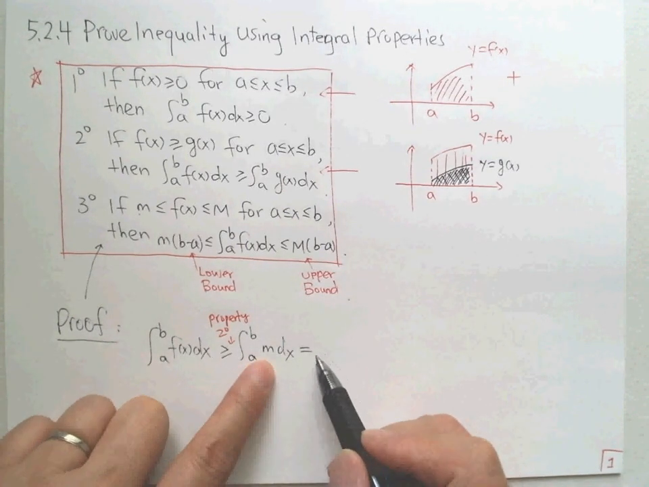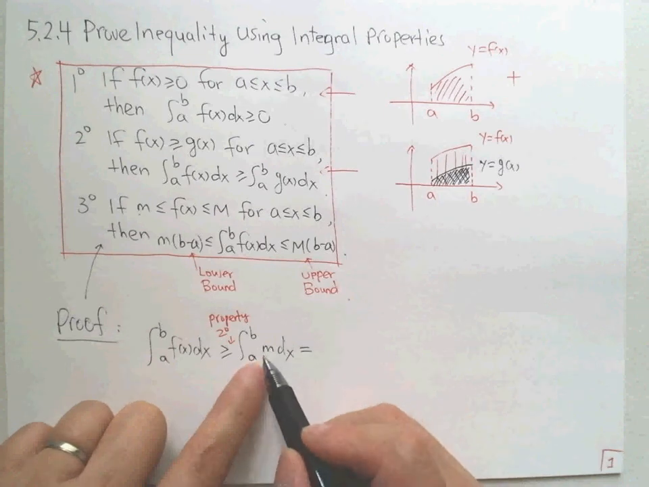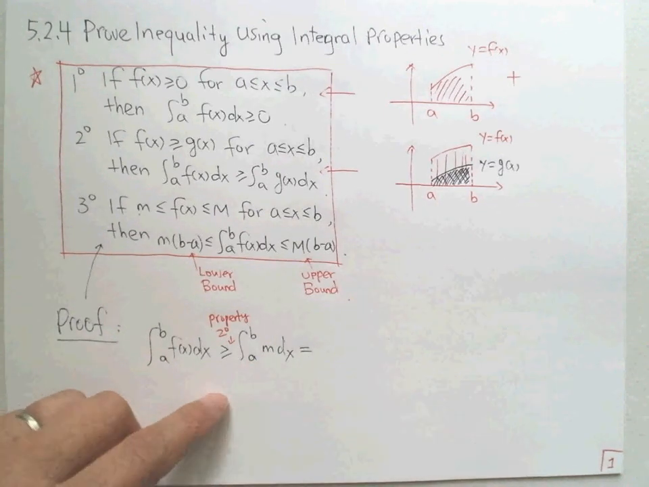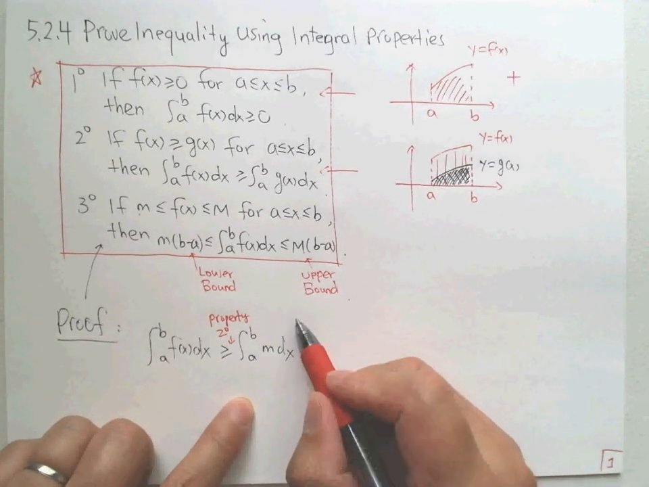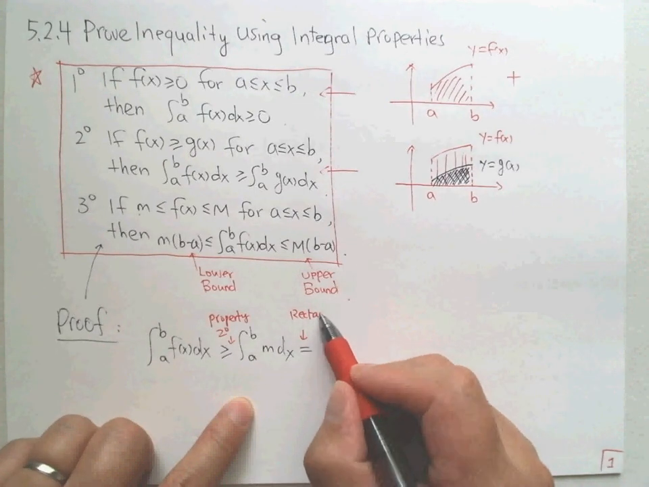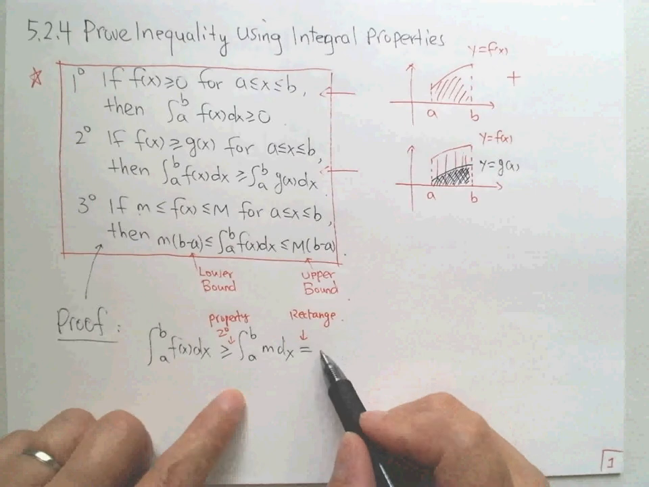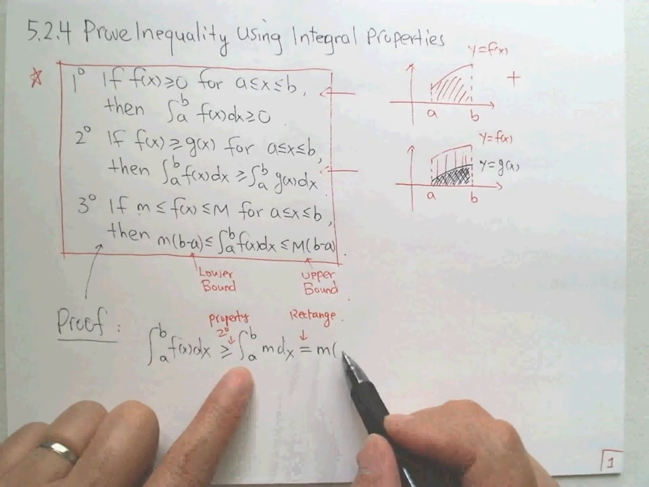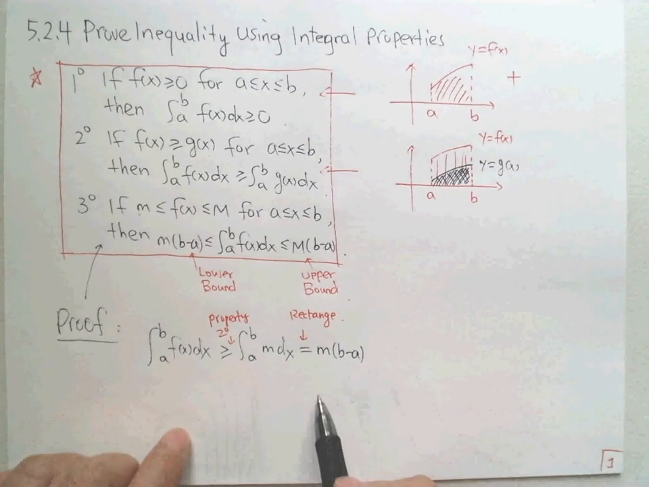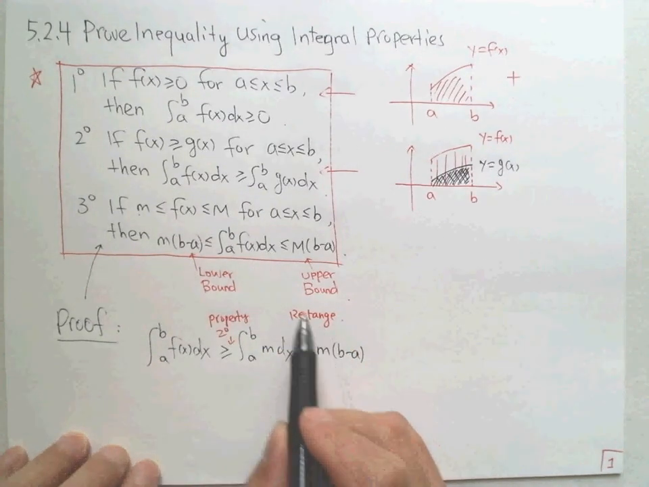So this is a constant function. The area is a rectangle. So that means for the calculation, this is a rectangle. We use the area: the height is m, right? Times the width, which is b minus a. See, we proved the first half, and then we're going to prove the second.